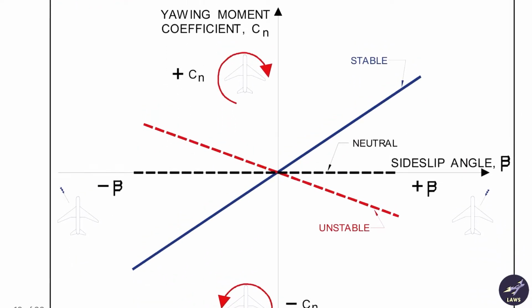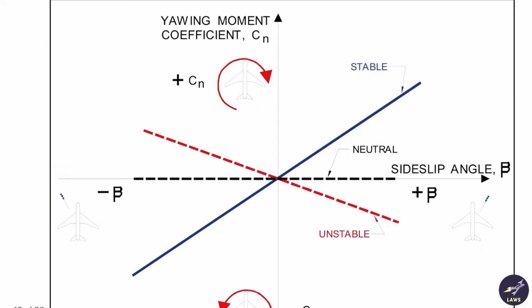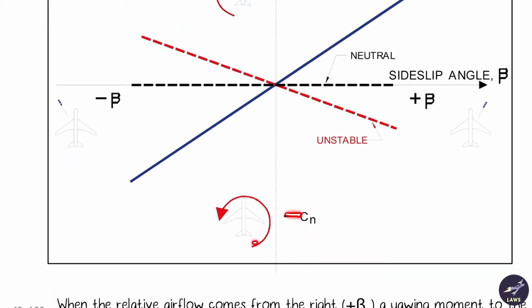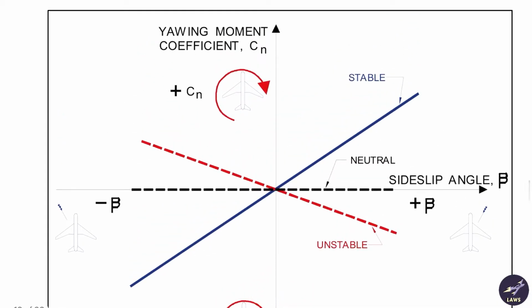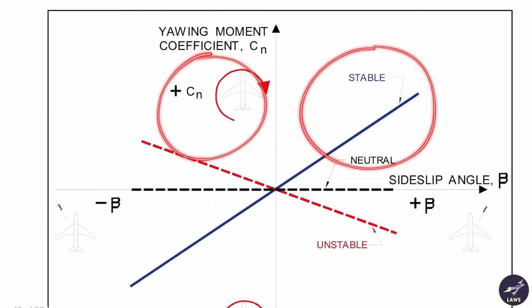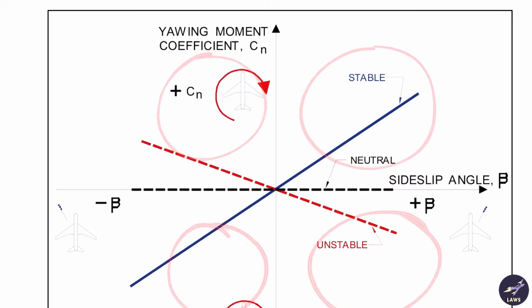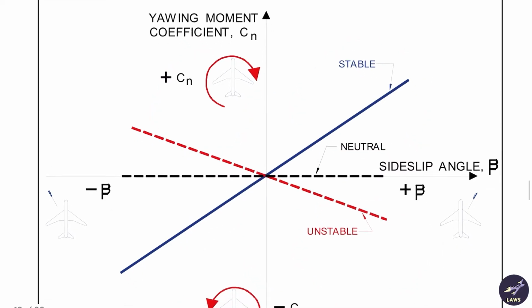So this is the graph. Beta is the side slip angle. Plus beta means the relative airflow is coming from the right. Minus means the relative airflow is coming from the left. For the yawing moment, if it is positive, it means we are taking a right turn. If it is negative, it means we are taking a left turn. We have 4 examples here, and we'll look at a couple of them to really understand how it works.